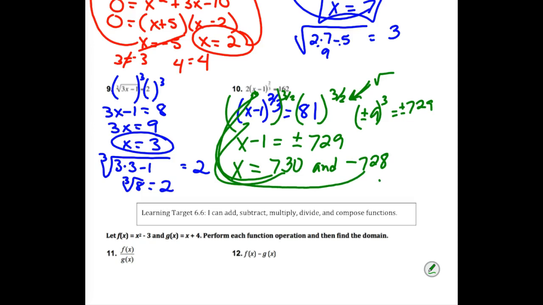Subtracting 1 gets me negative 729. I have to cube root that, which is negative 9. Then I have to square that. I get 81. Timesing by 2, I'm back to the 162. So they do both work. Okay? All right. We are going to jump to the last page of your review.